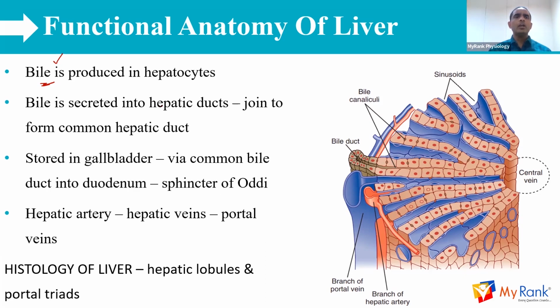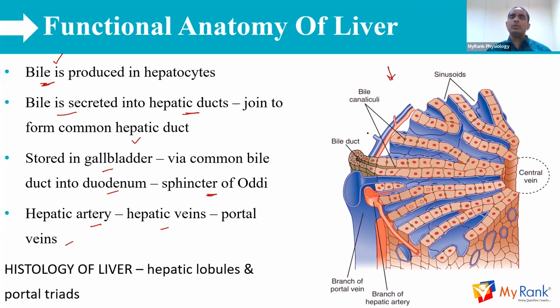So the bile is secreted into hepatic ducts finally, which join to form a common hepatic duct, and then it is stored in the gallbladder for some time, and via a common bile duct it enters into the duodenum. The opening is blocked or controlled by the sphincter of Oddi. And the hepatic artery, veins and the portal veins are all the things which are coming and meeting at the liver. How it is happening, let us see.